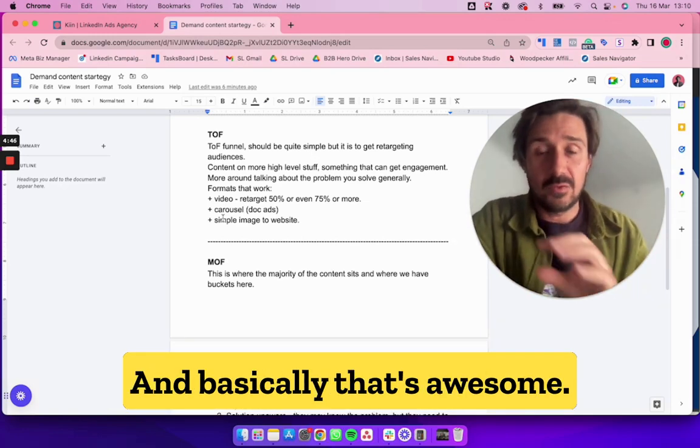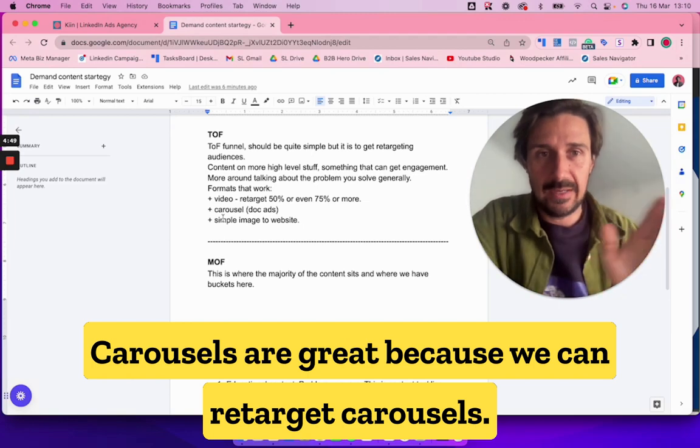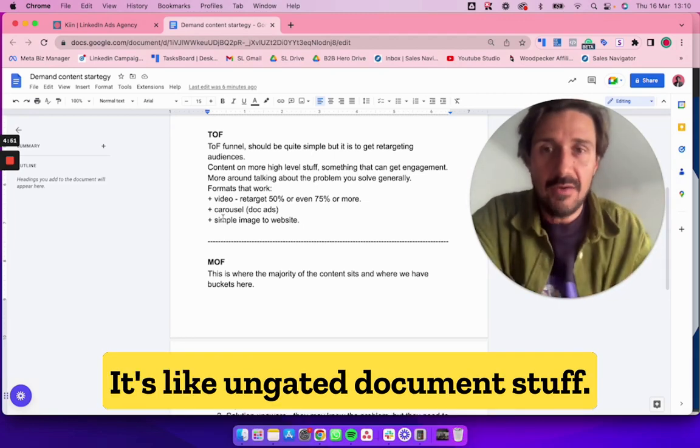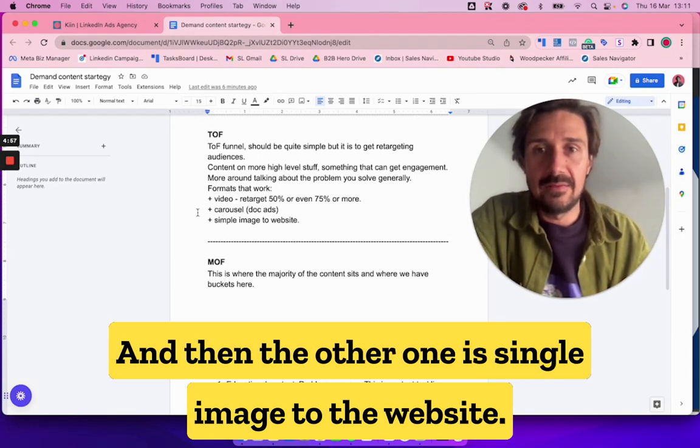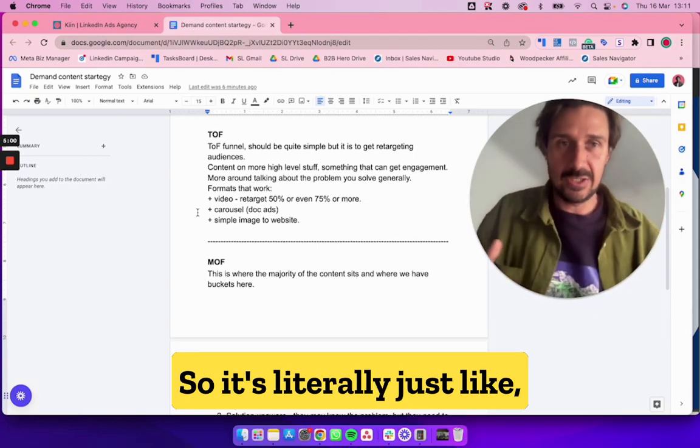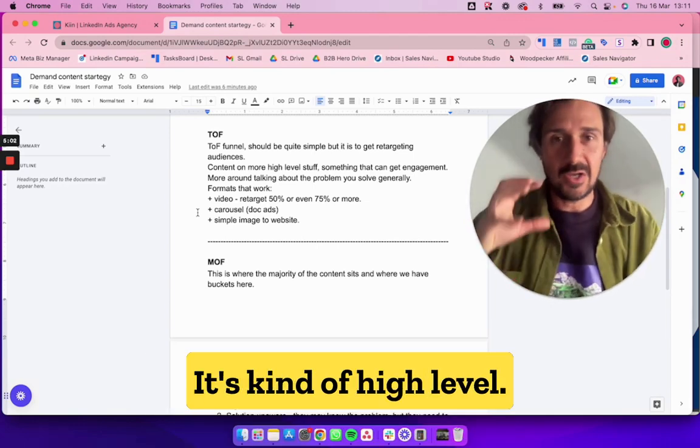And basically that's awesome. Carousels are great because we can retarget carousels. It's like ungated document stuff. We can also gate it, but I'd recommend ungated stuff. And then the other one is single image to the website. So it's literally just like, hey, check out our website. It's kind of high level.